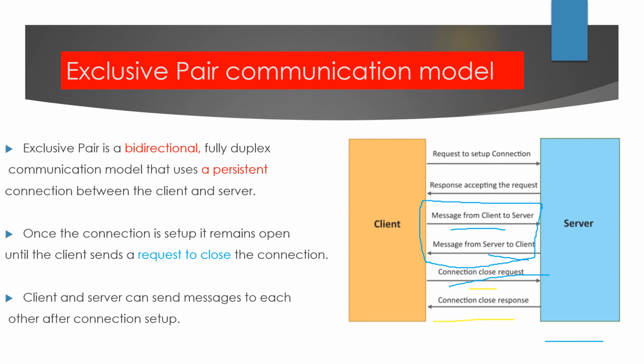So as I said, once the connection is made, until the server receives a request from the client saying that I want to end the connection, the server is not going to lose the connection between the client and the server. So client and server can send messages to each other after connection setup. As I said, they can send once the connection is set up between them. So this is how the exclusive pair communication model works, and that's all for the IoT communication models.